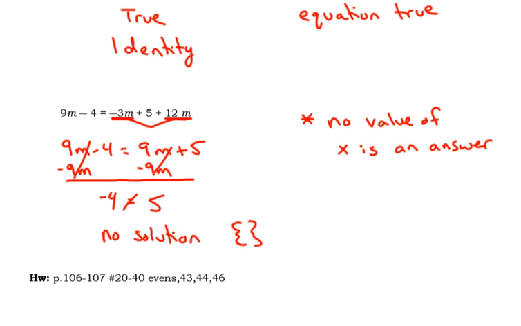Okay, your homework for tonight is to complete page 106 to 107, number 20 through 40, the evens, 43, 44, and 46. You do not need to check these equations. However, if you notice on the sideboard, you do have to justify your steps for numbers 22, 24, and 26. So no checks, but you are justifying for 22, 24, and 26. I will be collecting the homework on Monday when you return, so make sure you're showing me all your work. And it's possible to get no solution and identity, so make sure if you do, you label them as such.